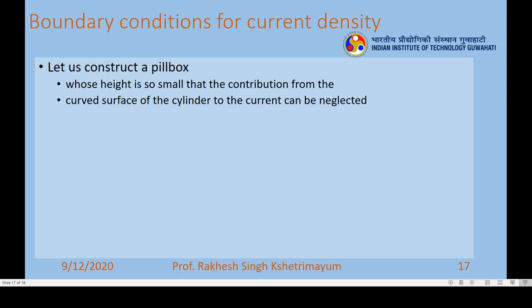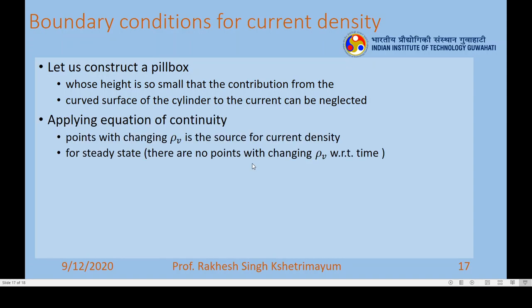The boundary condition for current density is not derived from the Maxwell equations but from the equation of continuity, which is basically conservation of charge. What is conservation of charge? Whenever we have a time-changing volume charge density, we have a source for current density. Whenever there is a change in rho v, the volume charge density, that is the source for current density.